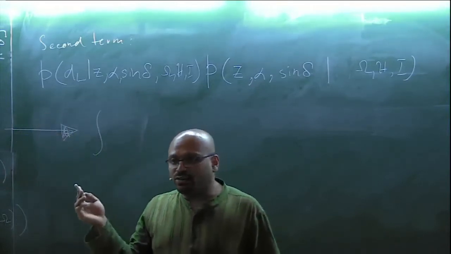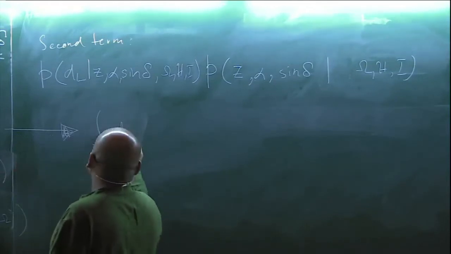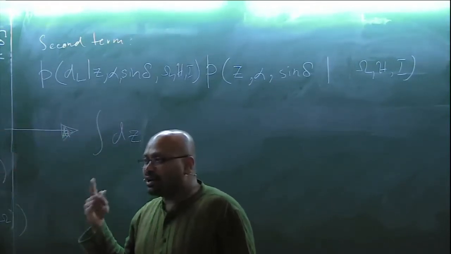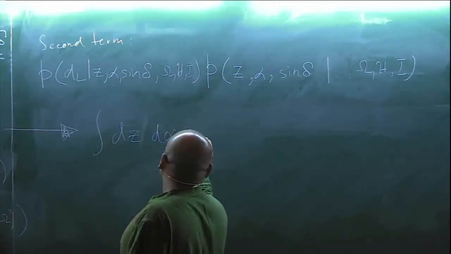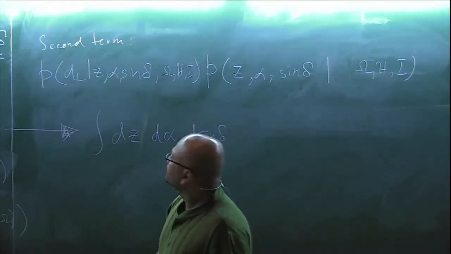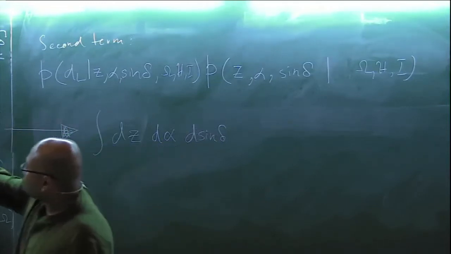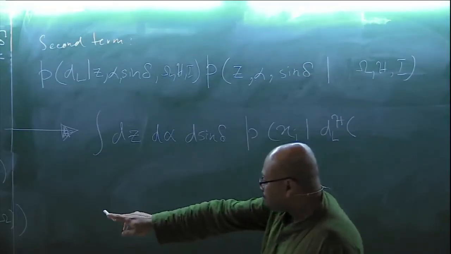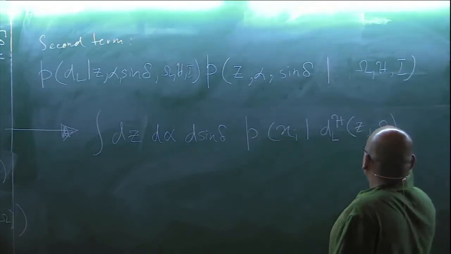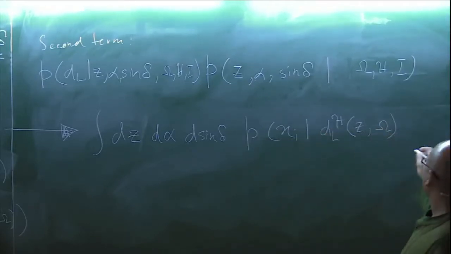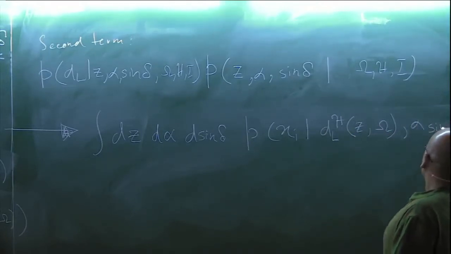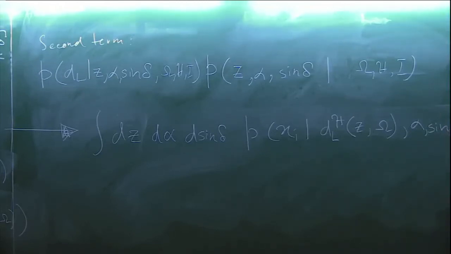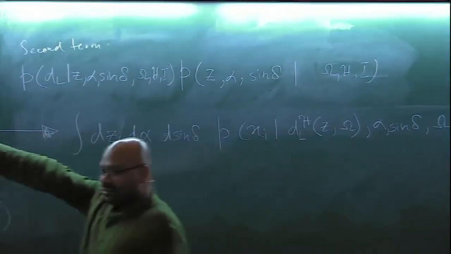I will assume that I can integrate over the delta function. So if I integrate over the delta function, I'll be left with dz, d alpha, d sine of delta. The d DL integration would be gone because it would be integrated over the delta function. From the first term, I would get the probability of the data given DL as predicted by the cosmological model and Z and cosmological parameters, and the rest of the things would be the same: alpha, sine of delta, omega, h, I. This is the first term over here.